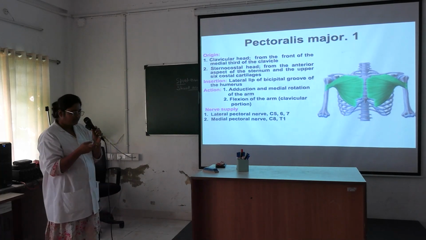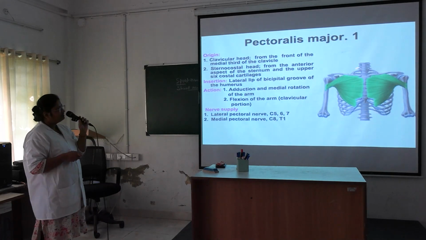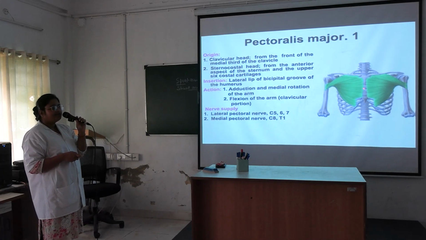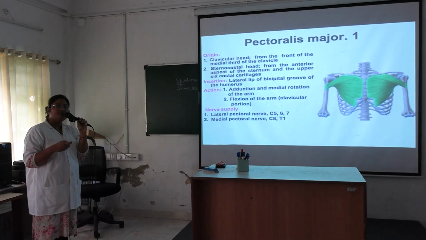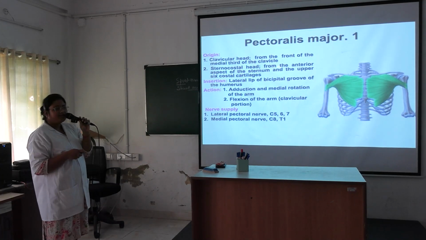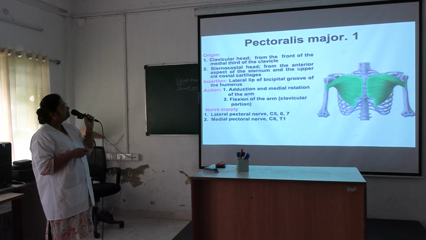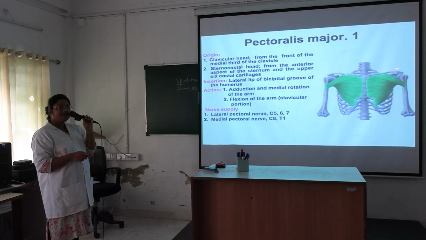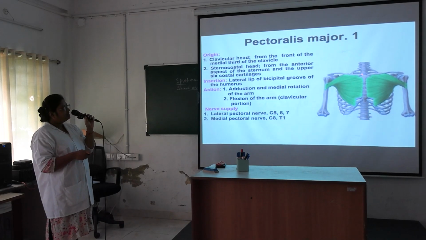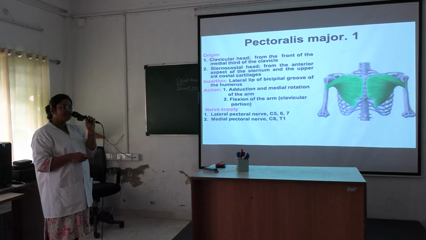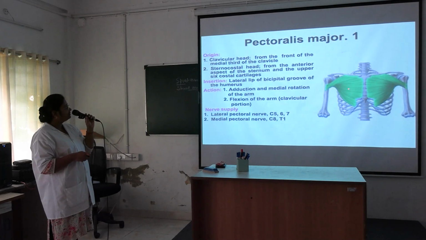Okay. So we will discuss pectoralis major. See this green colored one in this picture. This is pectoralis major. Origin: it has two heads of origin, clavicular head and sternocostal head. Clavicular head is from the front of the medial third of the clavicle. And the sternocostal head is from the anterior aspect of the sternum and the upper 6 costal cartilages.